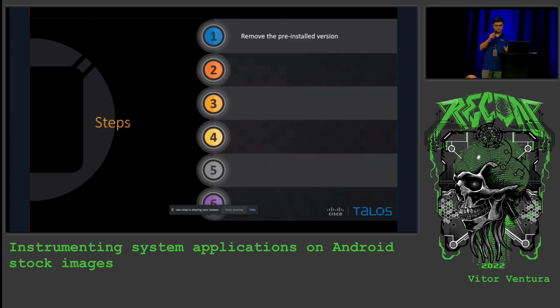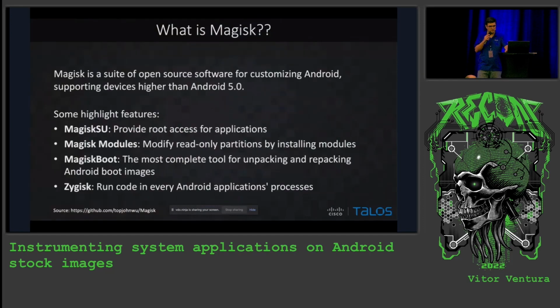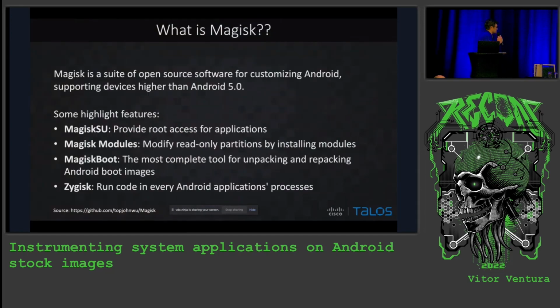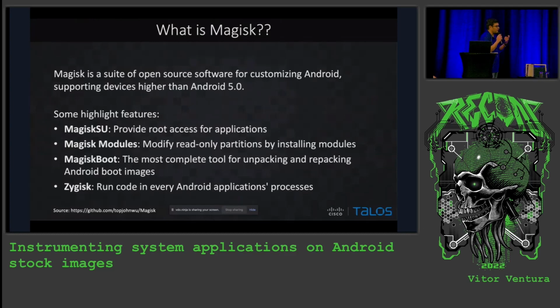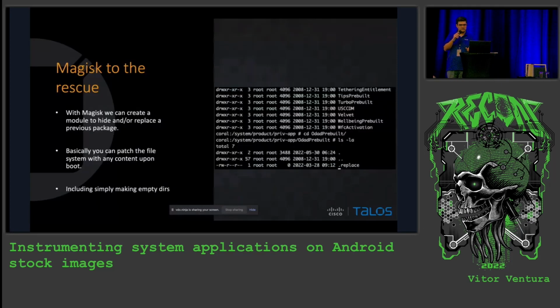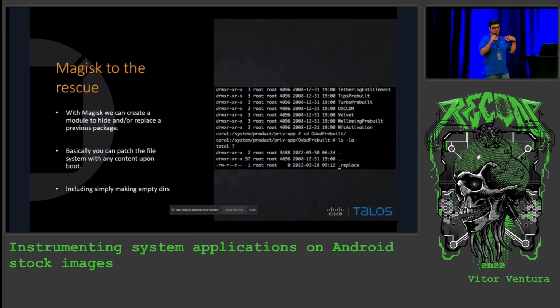So, first step, I need to remove it. So how can I do that? There is this tool called Magisk, which is pretty common in the rooting world, which allows you to root devices. But this application also has a really nice feature, which allows you to create a fake file system. So I can pretty much remove everything I want from the file system at boot time by developing a module. So with this, what I can actually do is remove the Google Play Protect pre-installed version.